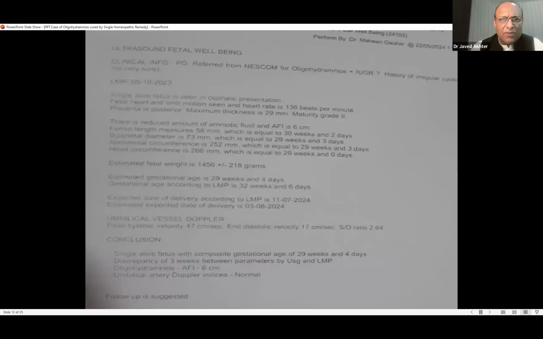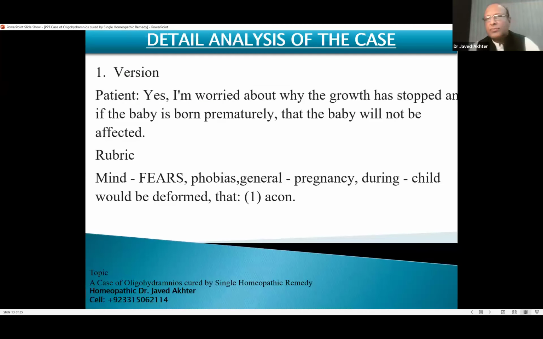This was the ultrasound from the daytime when she visited. Here I'm reading the conclusion. Single live fetus with composite gestational age of 29 weeks and 4 days. Discrepancy of 3 weeks between parameters of USG and LMP. Oligohydramnios, AFI 6 centimeters. Umbilical artery Doppler indices normal. This was the diagnosis on the ultrasound. Now I'm going to interpret this case, what the patient says and the versions I'm analysing.